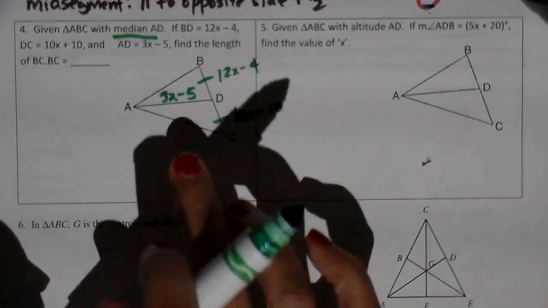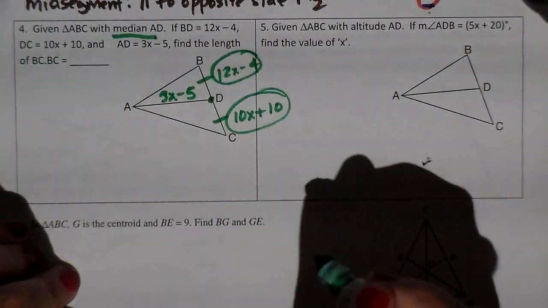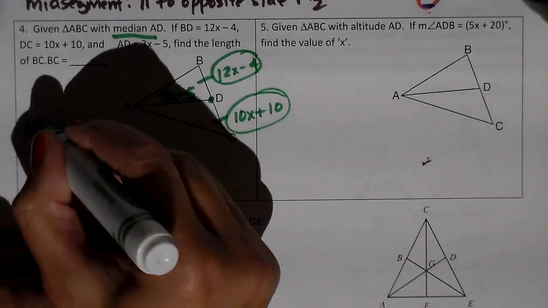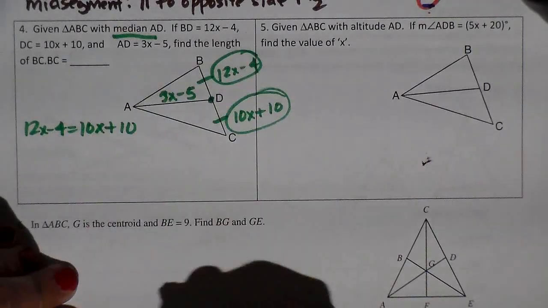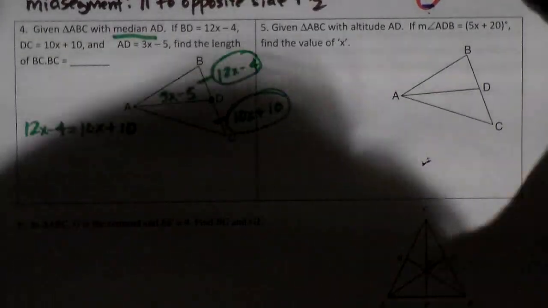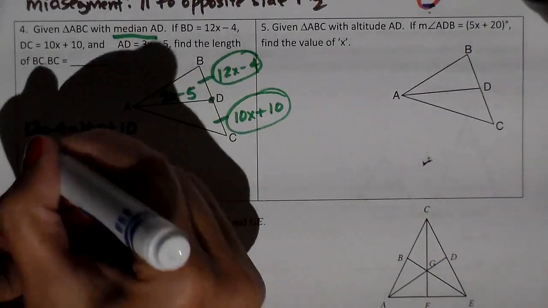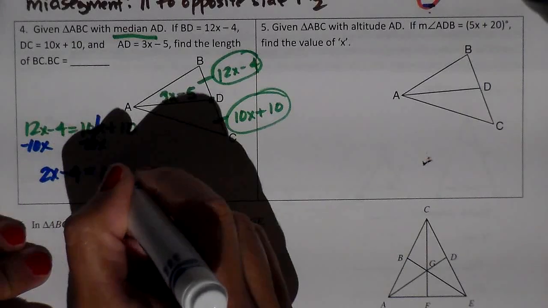Well, since AD is a median, that means D's in the middle. So what does that mean about these two? You're right. They're equal. So 12x minus 4 has to be equal to 10x plus 10, right? So from here, we're going to do a little solving because we love doing that stuff. Let's get all the variables on one side. Minus 10x, minus 10x. So I've got 2x minus 4 equals 10.